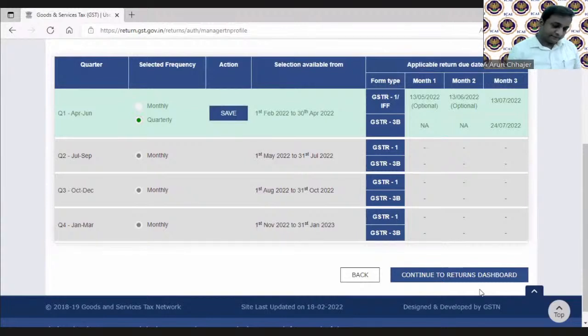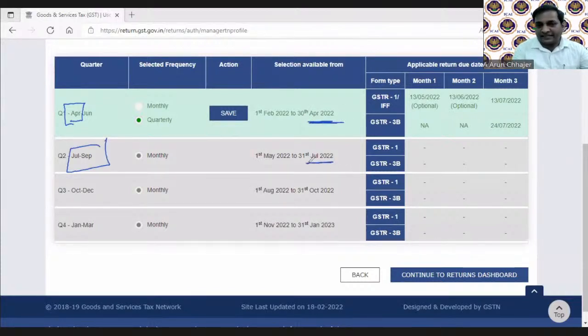GST return, current frequency would be available to see, but you can change for a particular date. For example, you like to change for the next quarter, April to June, you can change maximum by 30th April. You like to change for July to September, maximum you can exercise this option by first month last day. You like to change for October, the last date is 31st October.